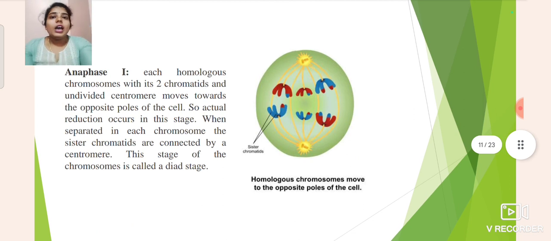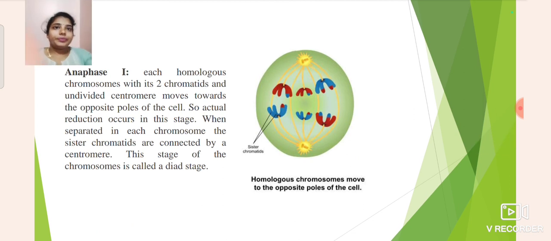Then we will move on to anaphase first. In anaphase first, each homologous chromosome has its two chromatids with an undivided centromere. Reminder, the chromosomes will move towards the poles. Ana means polar regions. The chromosomes will be moved towards the polar regions.